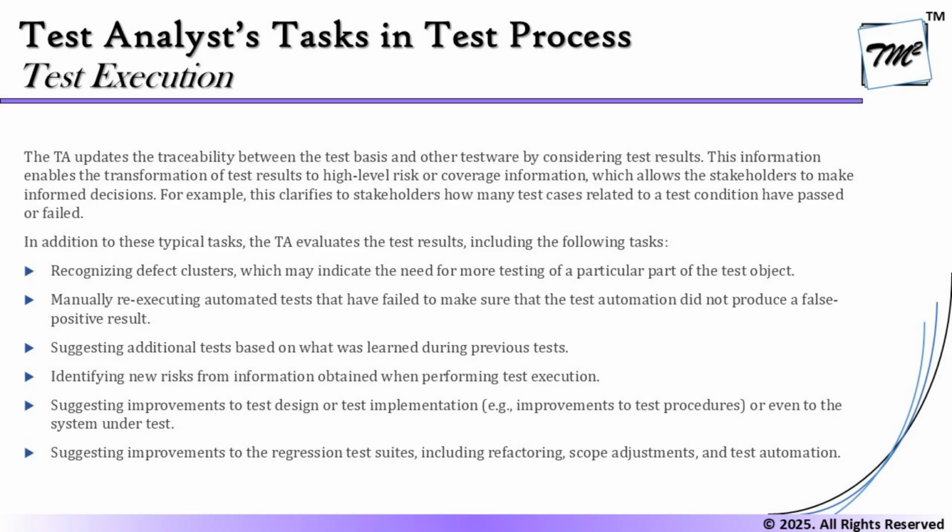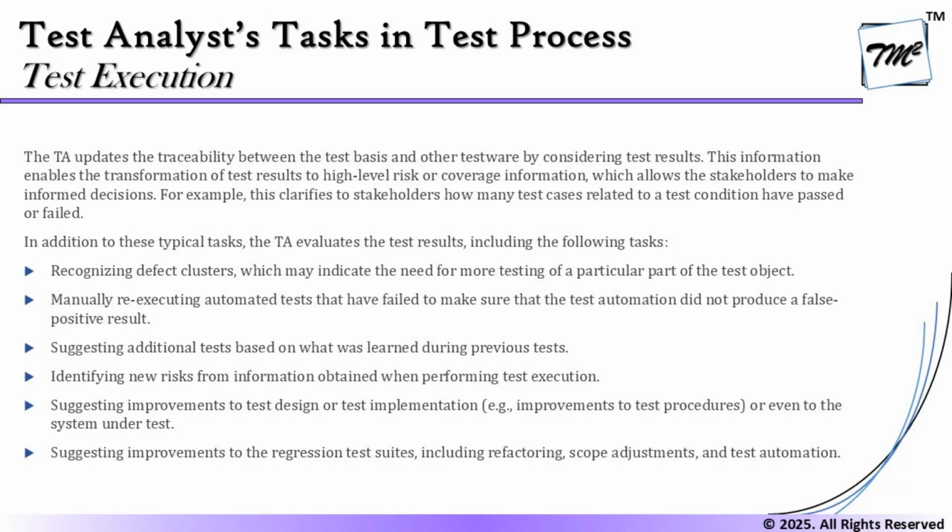Additionally, suggesting additional tests if you need anything, because it's not that you cannot write test cases again. During execution, if you feel some additional test cases are required, you can always do that. Identifying new risk from the information obtained when performing test execution. You know that risk analysis is not a one-time activity. On all major milestones, we can consistently keep looking for any new information on known risks or identifying any new risks. Additionally, suggesting improvements to test design or implementation, or even to the system under test. And finally, suggesting improvements to the regression test suite, including refactoring, scope adjustment, and test automation.